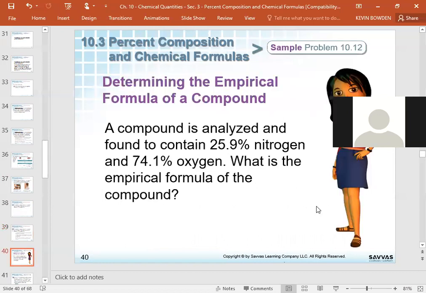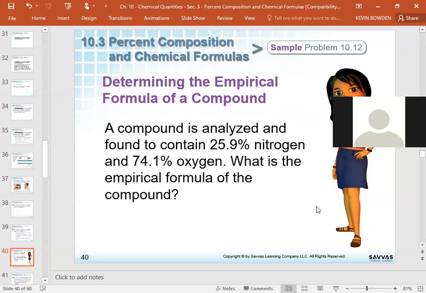I haven't gotten to one yet. Ah, there we go. So it has 25.9% nitrogen and 74% oxygen. What's the empirical formula of the compound? And this is just a binary molecule. Right? It's just nitrogen and oxygen. So they're starting off gently here with you. 25.9% nitrogen, and 74.1% oxygen. All right.